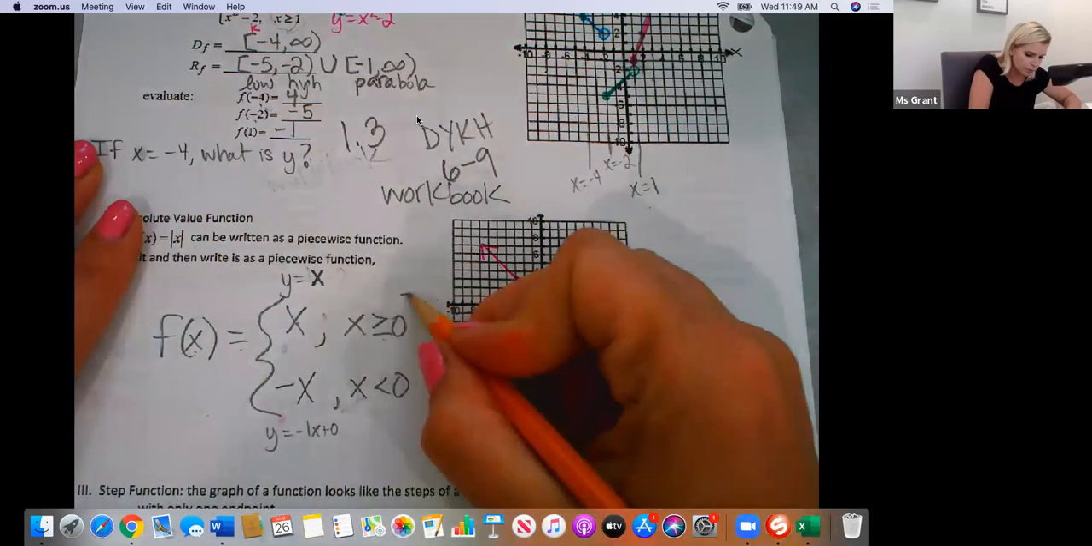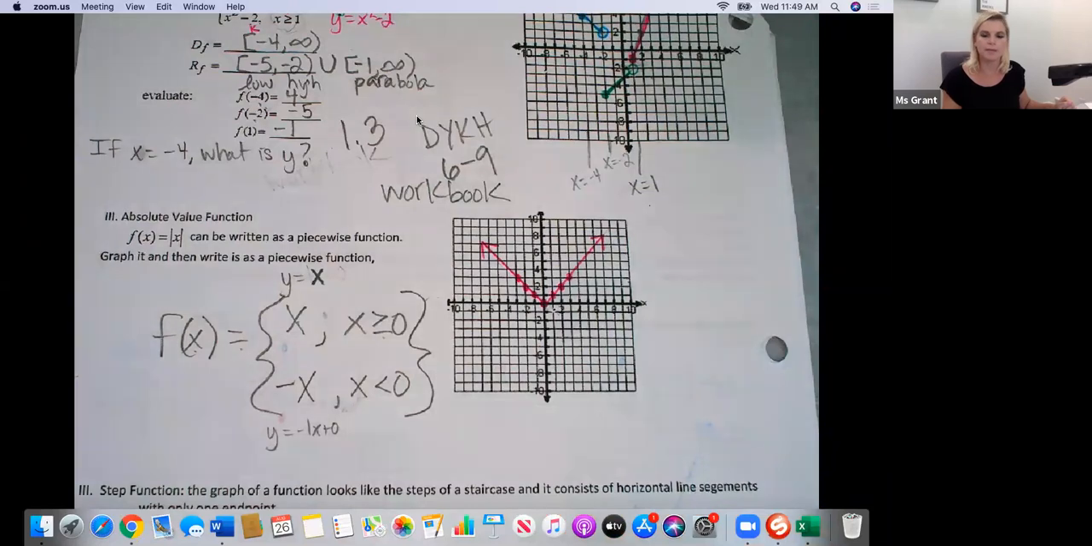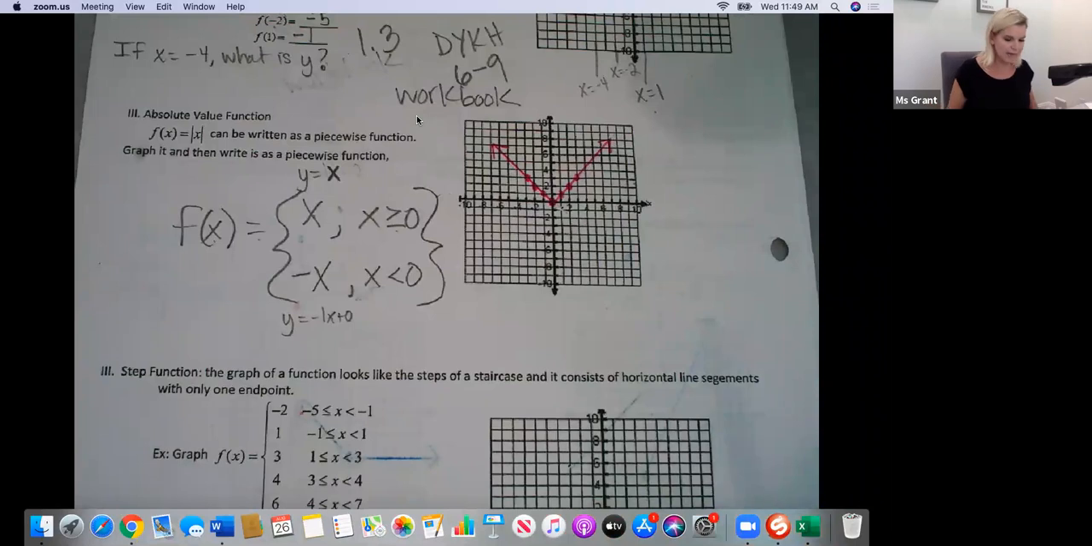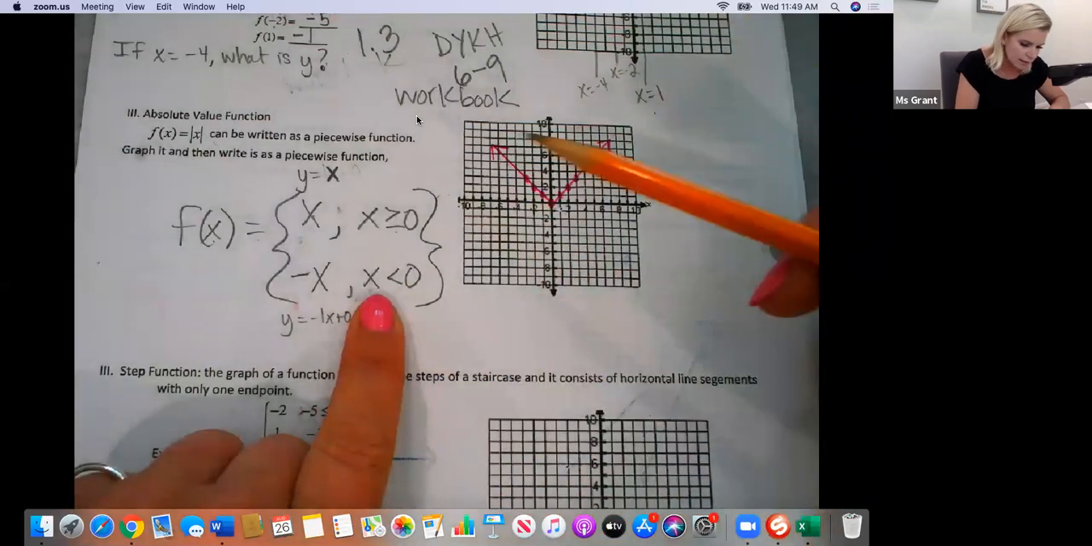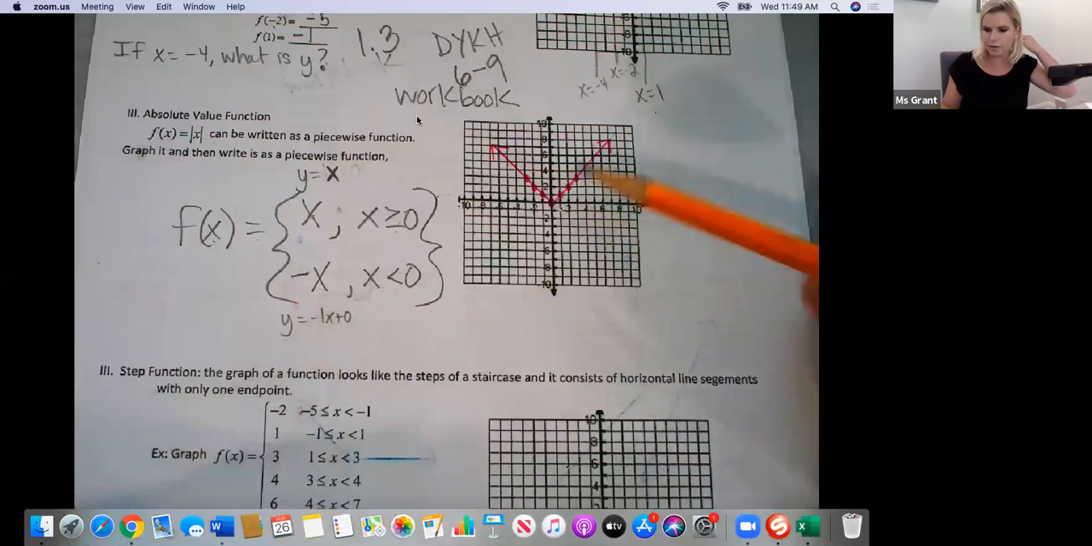Close your beautiful little bracket and you're done. I just wrote a piecewise function for absolute value. I did not do, by the way, everybody's been asking, why is this not included? Because I've already included it in my uphill pink. I'm not going to include it twice, my 0. You never include a number twice.